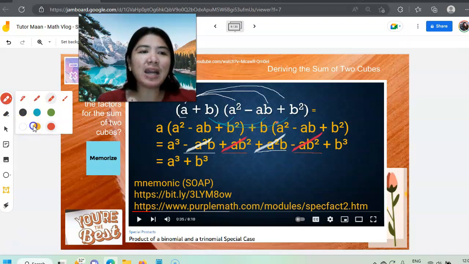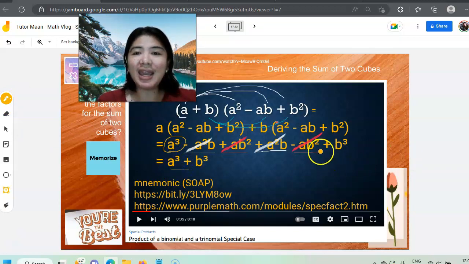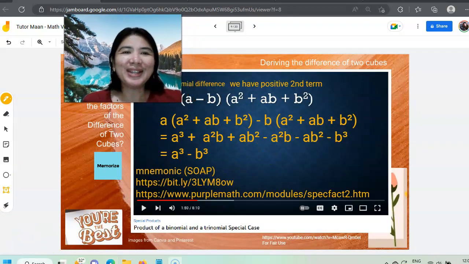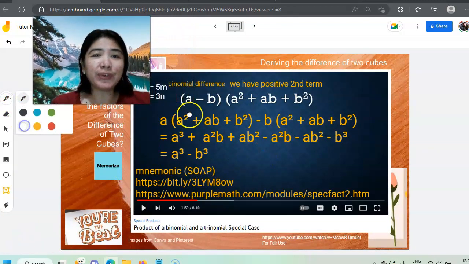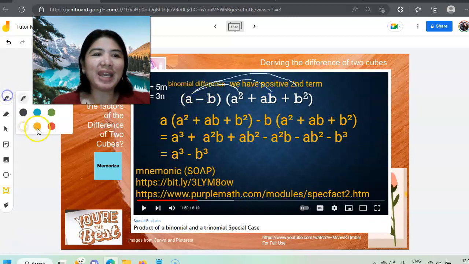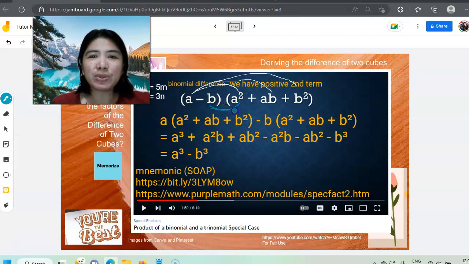So what remains now? The terms a cubed and positive b cubed. Beautiful, right? And then the same process, same drill here. We are going to distribute the first term of the binomial difference, a, multiply that to the three terms in the trinomial factor. And then we have the negative b. We are going to multiply it also to all of the terms of the trinomial factor.